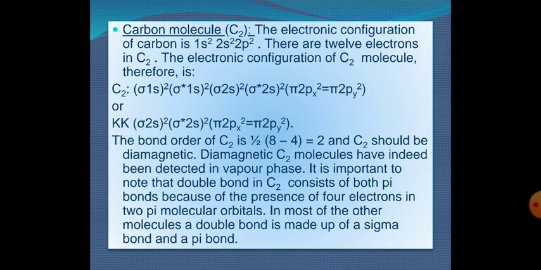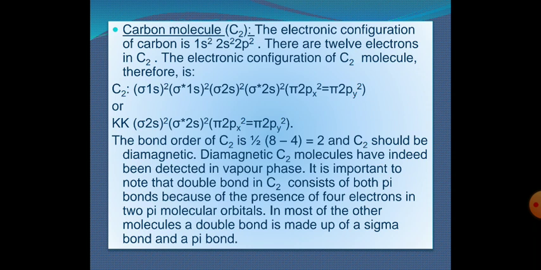Now, if we come across larger molecules such as carbon molecule, the electronic configuration of carbon is 1s2, 2s2, 2p2. There are 12 electrons in C2. For a single carbon there are 6 electrons, and when 2 carbon atoms come close to form the molecular orbitals of C2, the total number of electrons becomes 12. Therefore, the electronic configuration of C2 will be sigma 1s2 sigma star 1s2, the ground state configuration, which you can write as KK, and below it we have sigma 2s2 sigma star 2s2, meaning electrons are present in bonding as well as anti-bonding molecular orbitals, and we are already familiar with it.